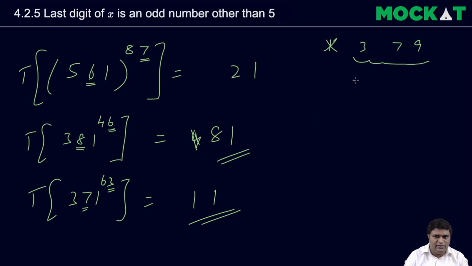What is that going to be? 3 power 4 over here is 81. 7 power 4 would give us 2401, which brings it to 1. And 9 squared over here would bring 81. The units digit would become 1. So if a number is going to end with 3, 7 or 9, you need to raise them to these powers such that the units digit is brought to 1. Then you apply this rule.